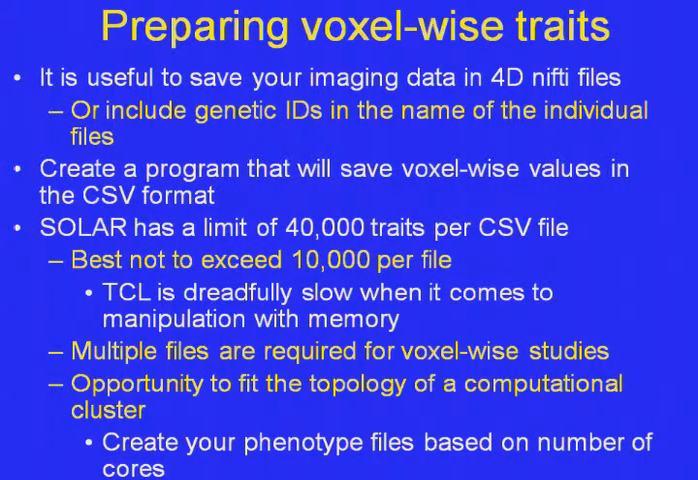So Solar has a limit of 40,000 traits per CSV file. In my experience, and I strongly advise it, do not exceed 10,000 traits per file, because TCL can be dreadfully slow when it comes to manipulating memory. TCL doesn't really support even one-dimensional arrays. So what it does is make a new variable for each of those values. Therefore, you're creating 40,000 new variables in TCL, and it's really not designed for that.